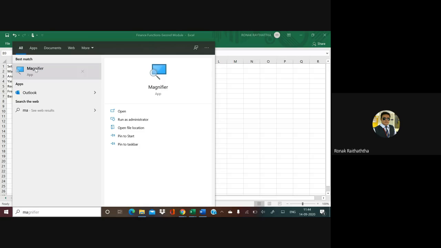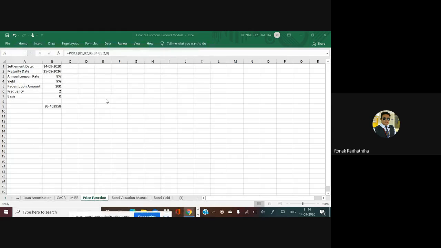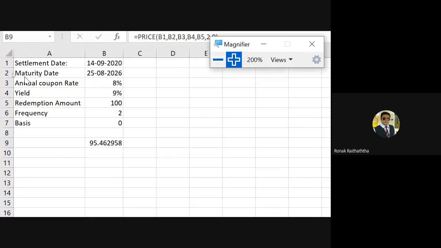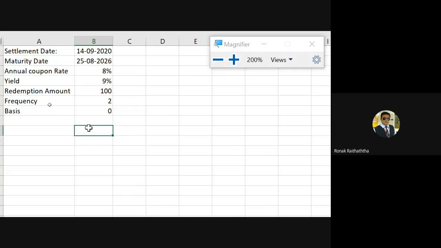Now, these functions will not be there in your Excel file. So all the students must take this into account, that they should write this question, because if you do not have these details, you will not be able to solve the question. So what are the details you are supposed to write? Right from the settlement date to the maturity date, annual coupon rate, the yield, that is the required rate of return of yours from that bond, redemption amount, frequency, and the basis.